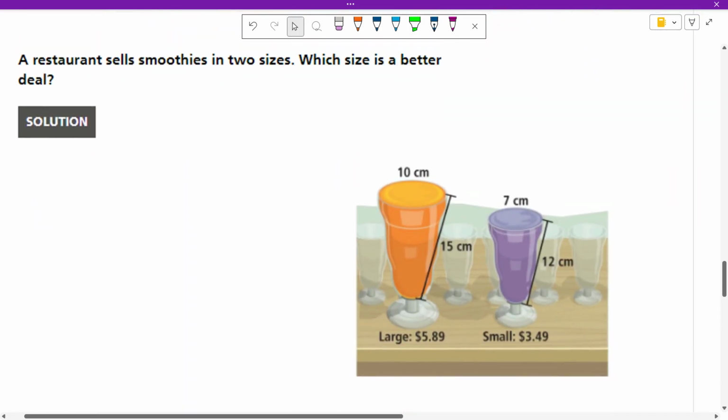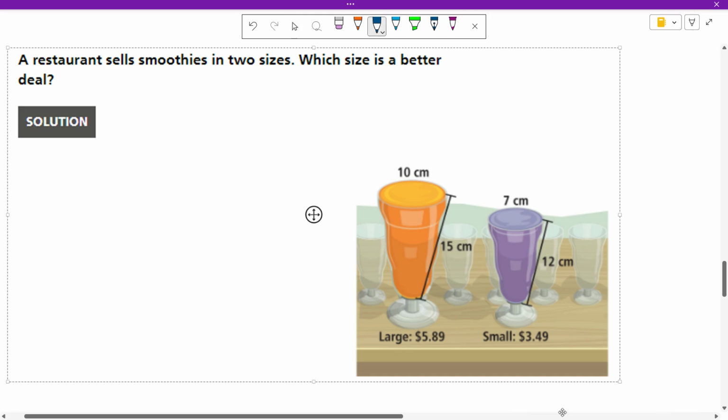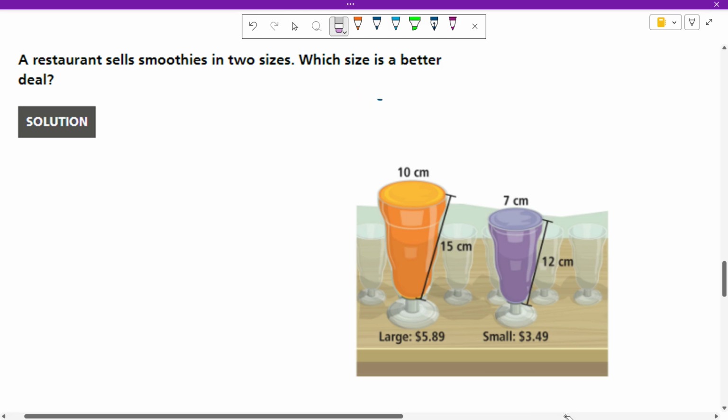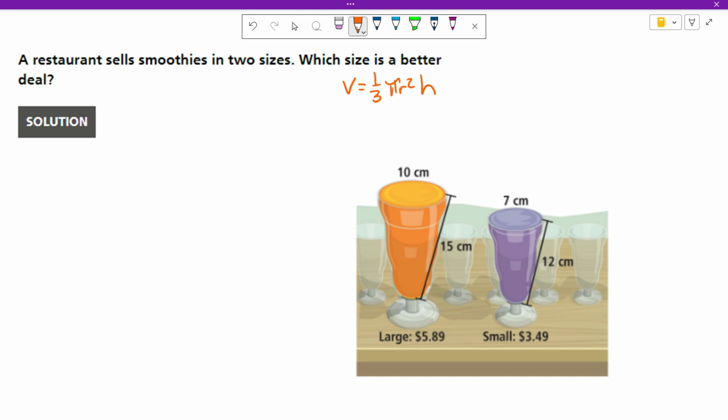A restaurant sells smoothies in 2 sizes. Which is a better deal? Everybody always thinks the larger one is a better deal. We got to see if the larger one is a better deal. So we have to find the volume of the larger one and the volume of the smaller one. Now, they're not perfect cones, but since the base is round, we assume they're a cone. Okay? So the volume of a cone is 1/3 the area of the base, pi r squared, times the height.